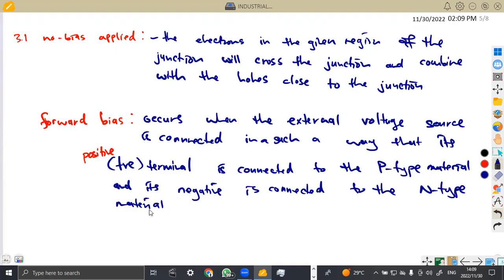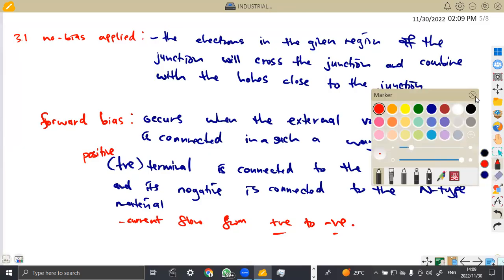So what happens from there? Current is going to flow. Current flows from positive to negative. That was just an explanation, guys. You've got your 4 marks there.